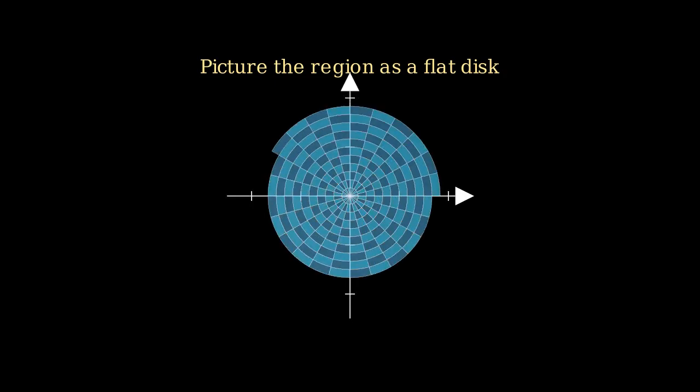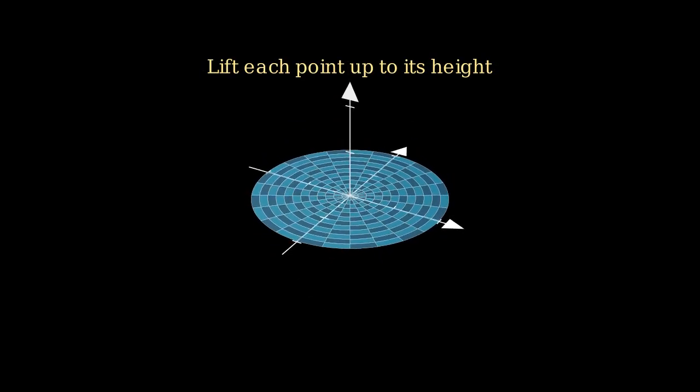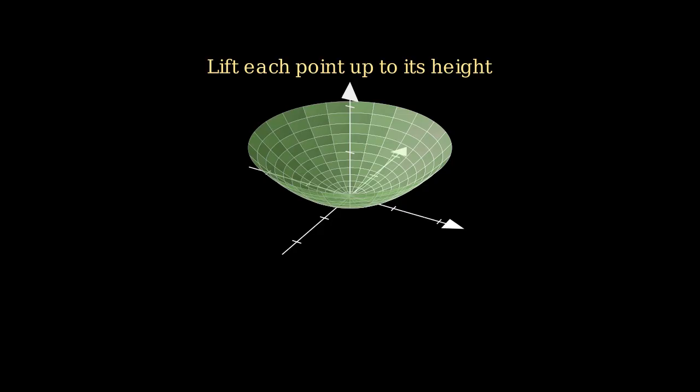Picture the region as a flat disk on a two-dimensional plane. This is our 2D view. Now imagine lifting each point of that disk up to the height given by the function we are integrating. This creates a bowl-shaped surface. This is our 3D view. Watch how the flat circle stretches upward into this curved bowl. The polar grid of circles and rays becomes the natural grid for measuring both the flat base and the curved surface above it. Now let's work through a full example together.